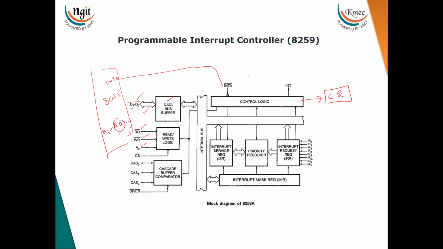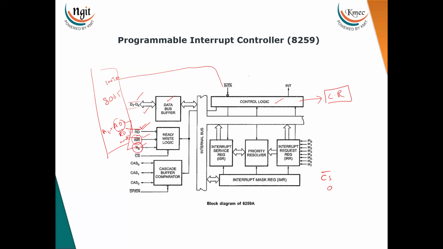This A0 bit is connected to the A0 bit of the 8259, and in the 8085 the read signal is there, the write signal is there. The read is connected to the read and the write is connected to the write of the 8259, and the chip select bit is there. If the chip select bit is equal to 0, then only this 8259 can read and write the data. The read operation is used to read the status of these three registers, and the write operation is used to write the control word into the control register, which is in the control logic.